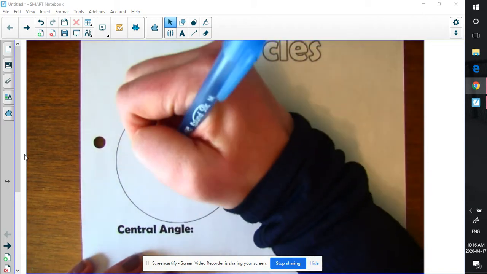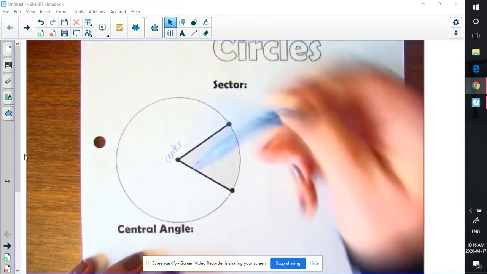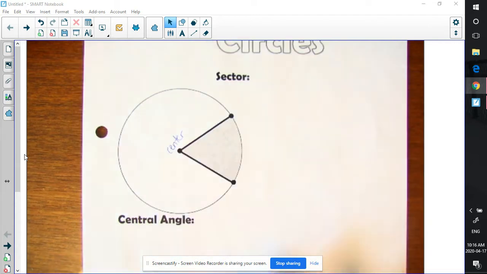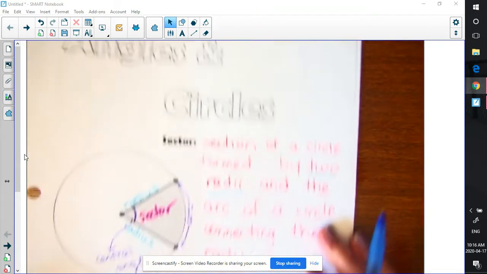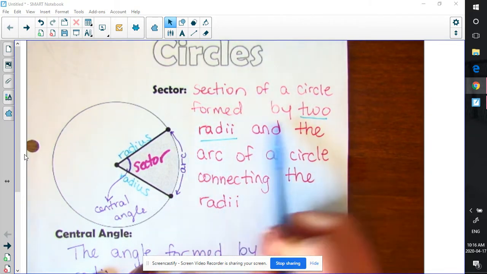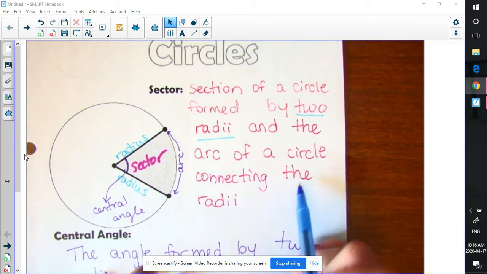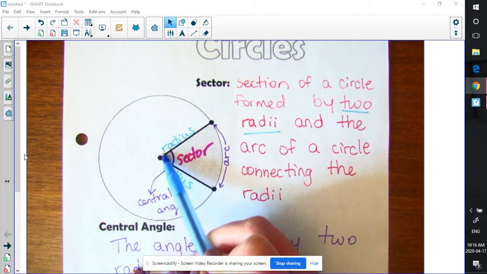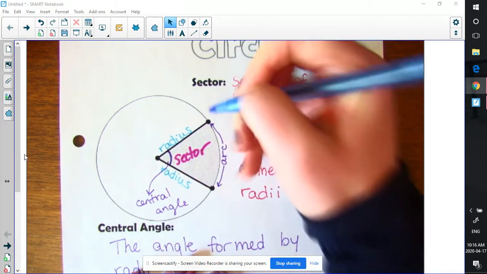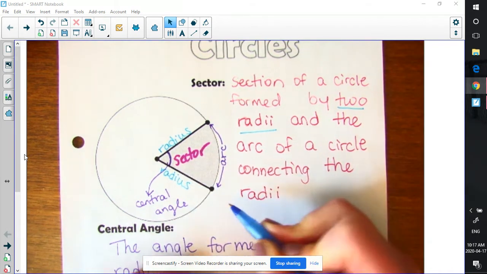Okay, so if you go from the center and you make two radii, which is what we've done here, you've created a sector. So we define sector as a section of a circle formed by two radii and the arc of the circle connecting the radii. So these are my two radii, and this is my sector. Now this is the arc. So the arc connects the two radii.